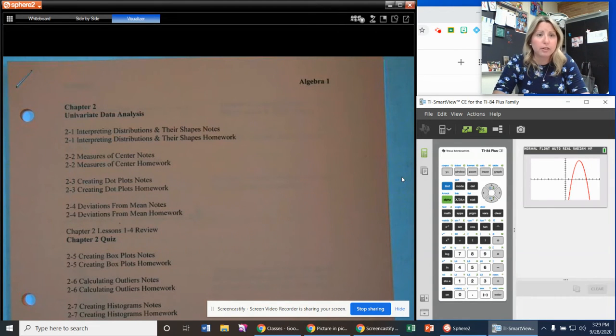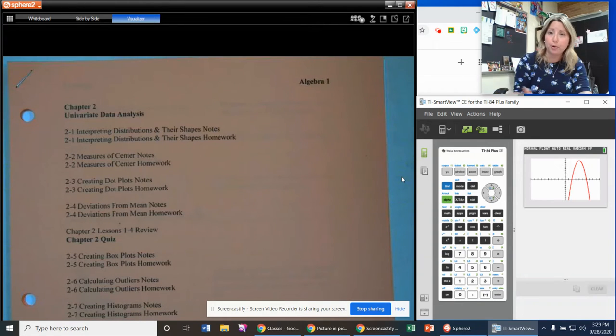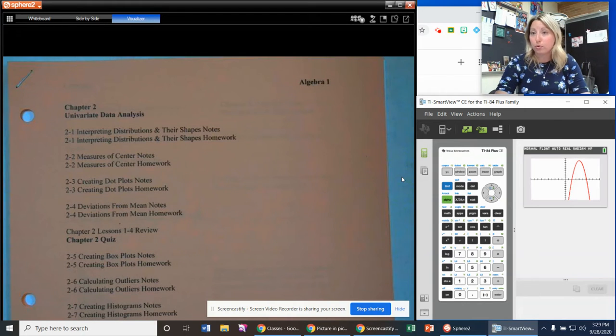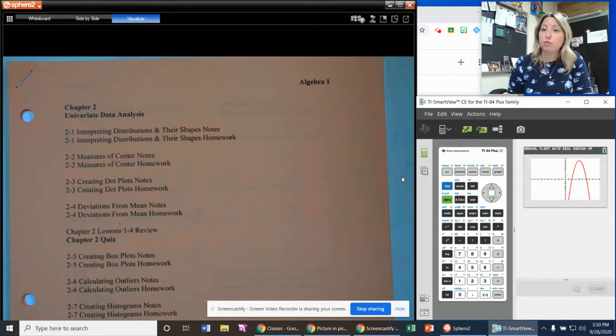Then we will get into measures of center. That's mean, median, mode, range. You've probably heard those words before, but those are our measures of center. We're going to learn how to analyze those as well and how to find those on our graphing calculator, or most of those. We're going to create dot plots, which you will enjoy because of the ease of creating a dot plot. Then we're going to talk about deviations from the mean, which will include what standard deviation is and how to find it. Again, using our graphing calculator. So we're going to need that graphing calculator for a lot of this stuff.